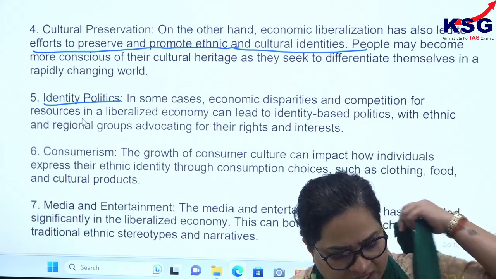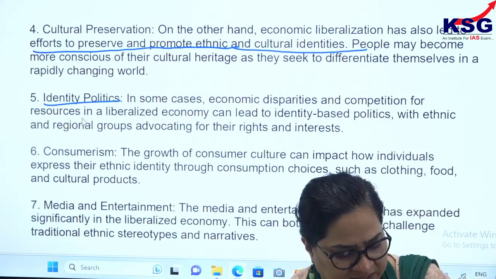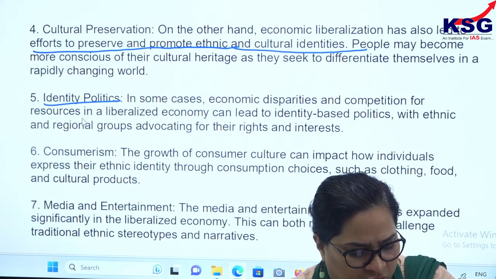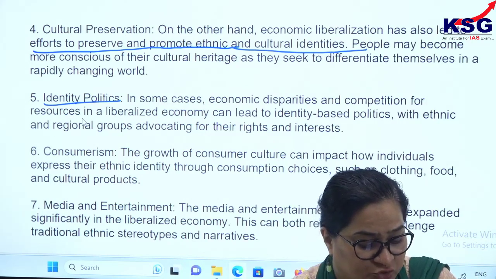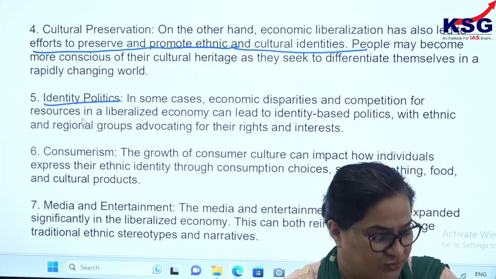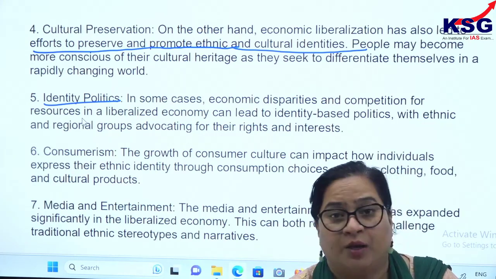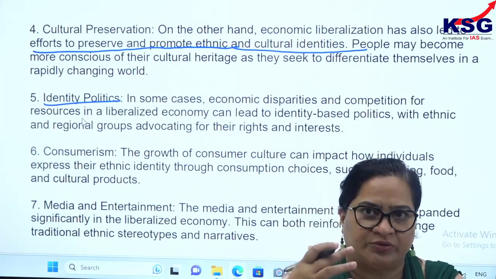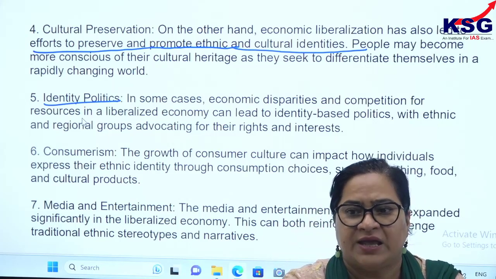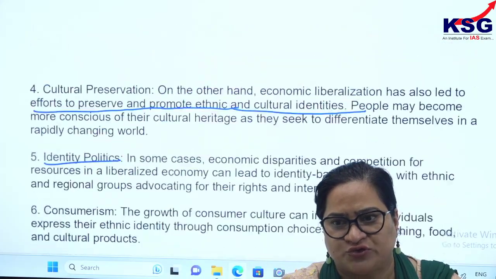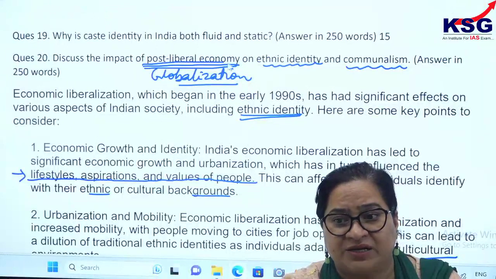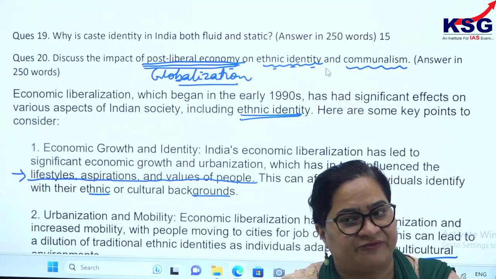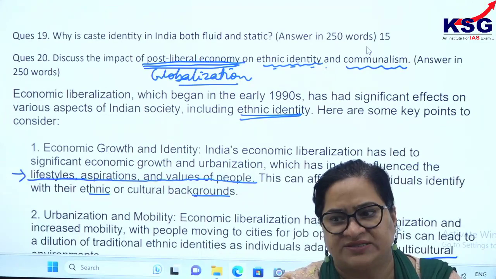Okay, all right, Vikash, I got your concern. I will look into that concern. Thank you. So when we are talking about this given dimension, that's paper 2, social justice. We are discussing paper 1, so I'm not bringing in the insights of paper 2 right now. I'm just focusing on paper 1 and the question that we are in the process of discussing, that is associated with discuss the impact of post-liberal economy on ethnic identity, first part, and then we'll discuss the communism part, okay.